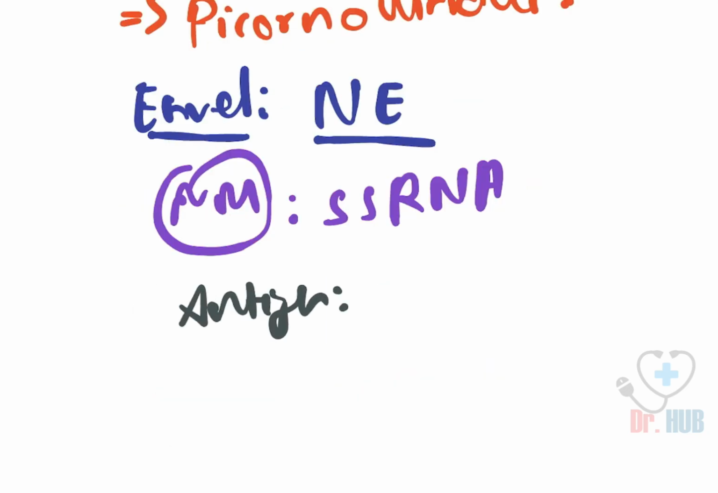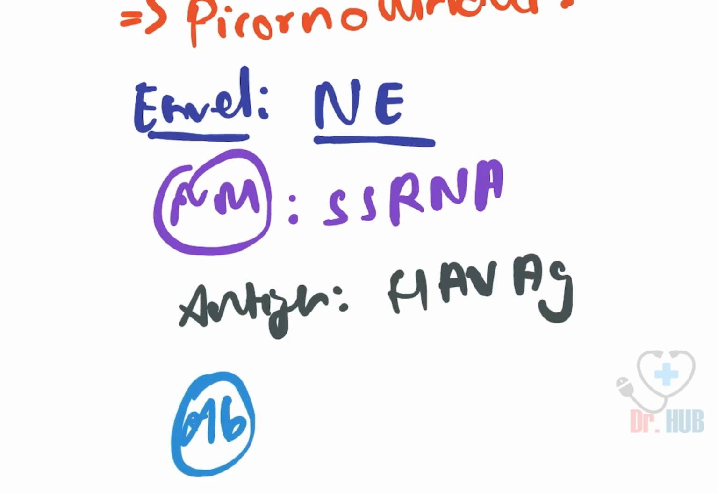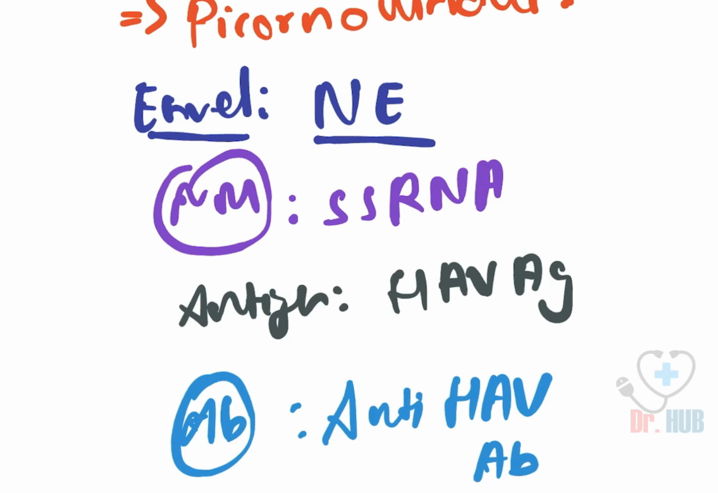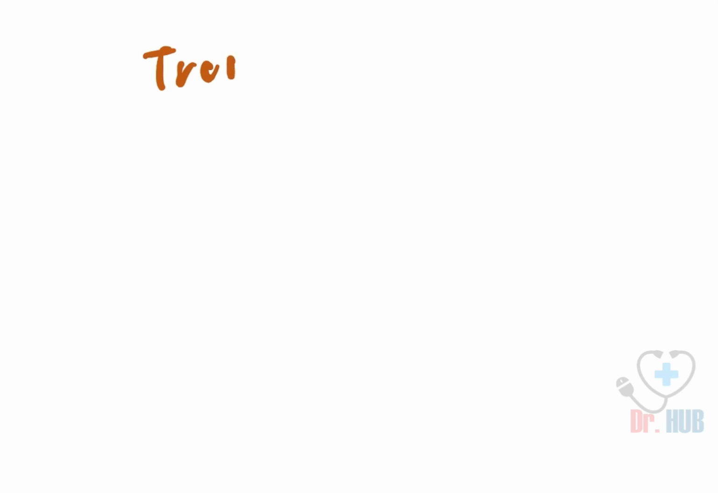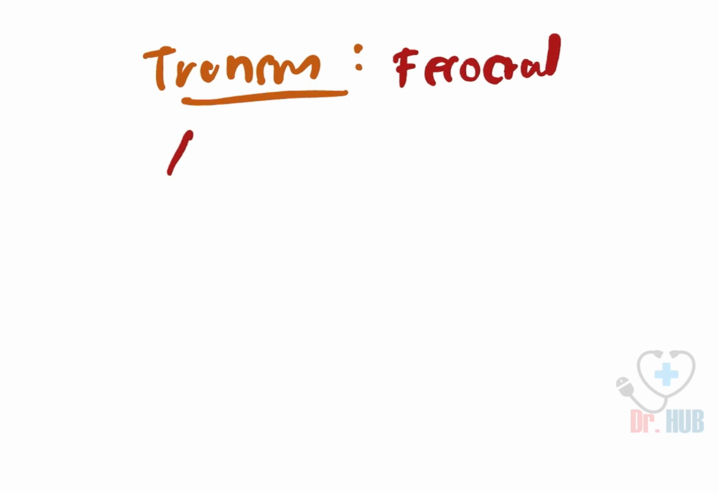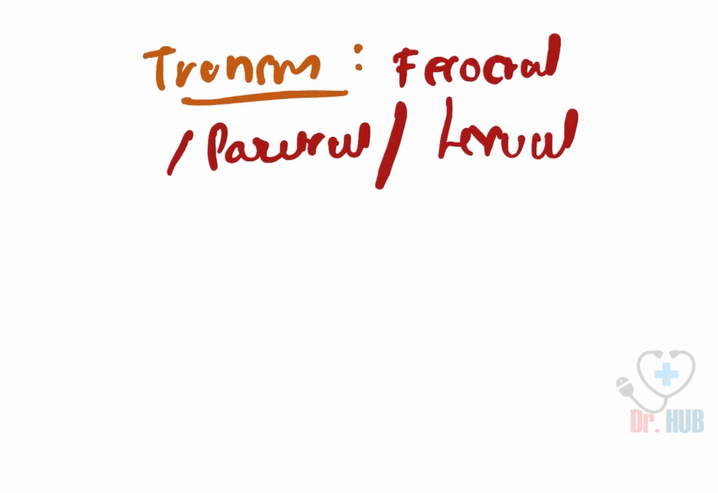Then looking at the antigens, it includes the HAV-Ag. And what are the antibodies present here? The antibodies include the anti-HAV-Ab. And next, moving on to how the virus transmits. Looking at the transmission, the route can be fecal-oral, as well as parenteral as well as sexual.